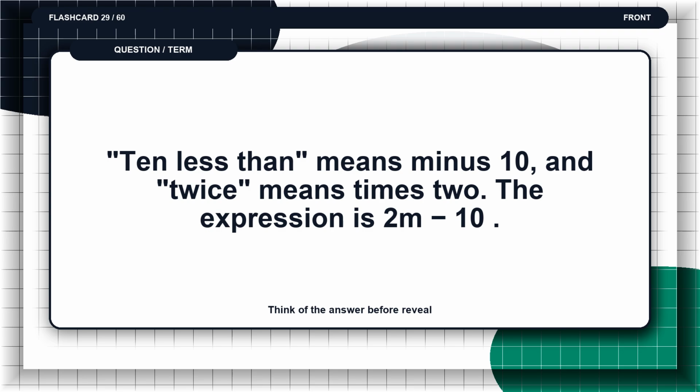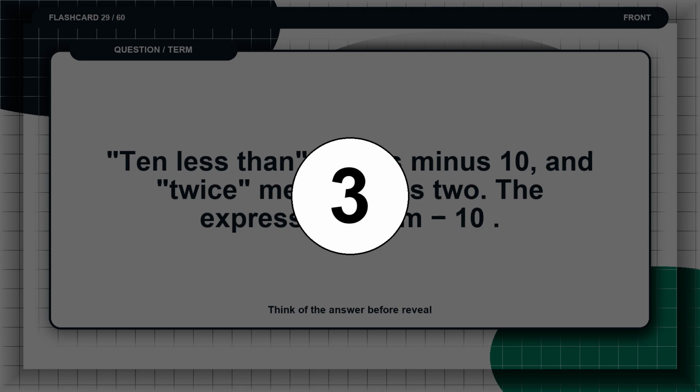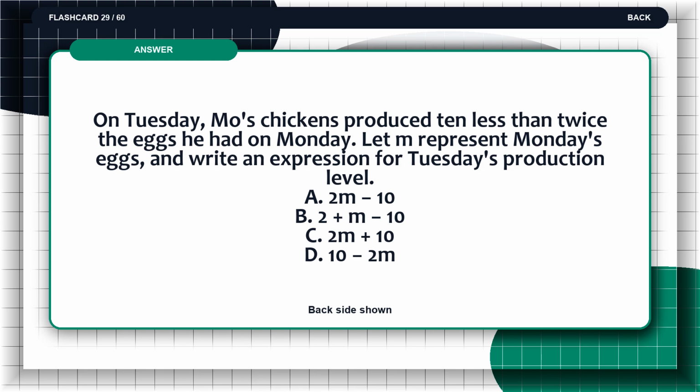Think of the answer before the reveal. The answer is, on Tuesday most chickens produce 10 less than twice the eggs they had on Monday. Let M represent Monday's eggs, and write an expression for Tuesday's production level. A: 2m minus 10, B: 2 plus m minus 10, C: 2m plus 10, D: 10 minus 2m.